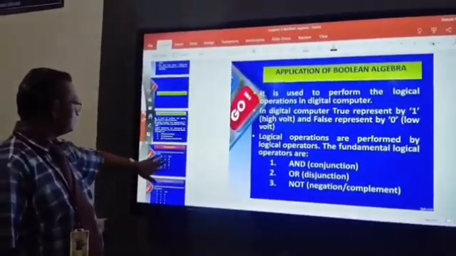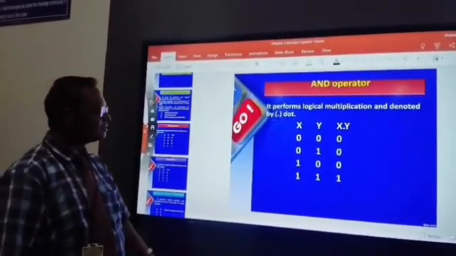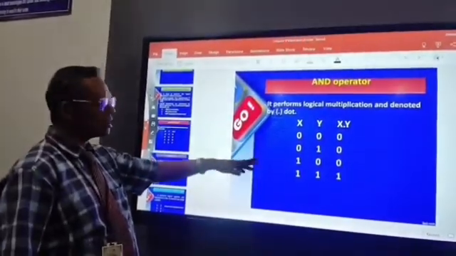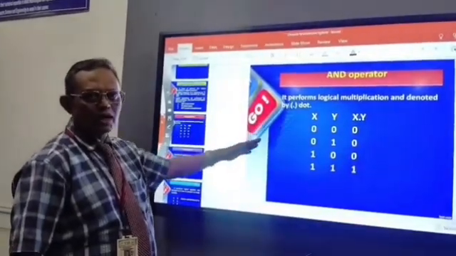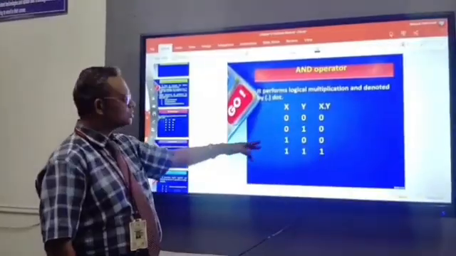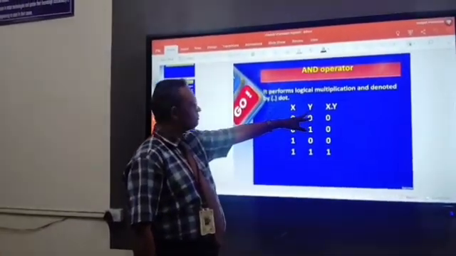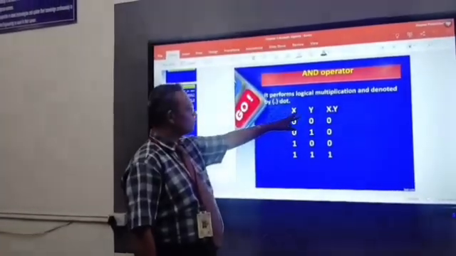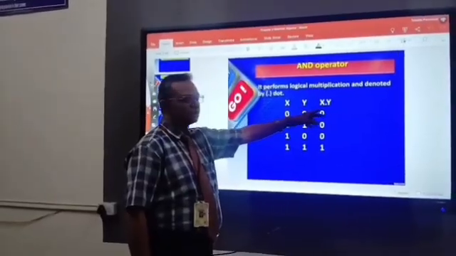Now come to the AND operator. Assume that there are two inputs to the gate. The AND operator relates to the AND gate also. In that AND gate you can think about two inputs and one output. This can be one input, this can be another input, namely x is one input, y is another input. The expected output should be x dot y.